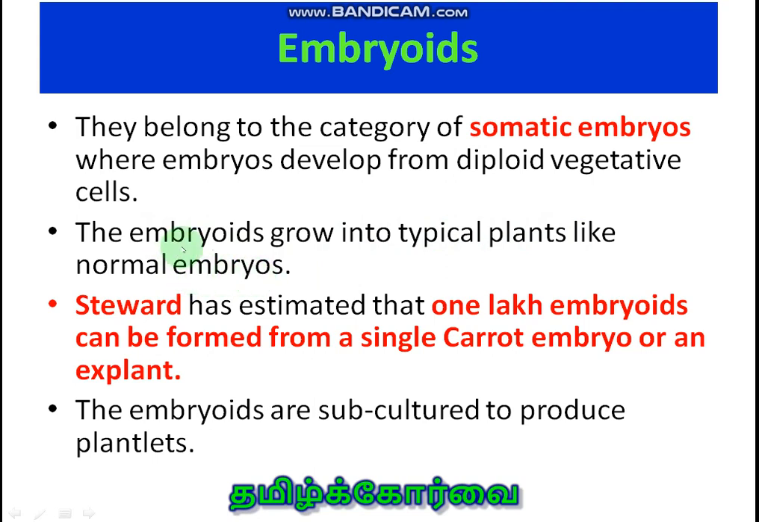Like normal embryos, these embryoids also grow into a typical plant. Stewart, a scientist, has estimated that 1 lakh embryos can be formed from a single carrot embryo, not an entire carrot or an explant. So from an explant, we are able to produce 1 lakh embryos of a particular plant. So it can be commercially used to cultivate the plant in a very large area.